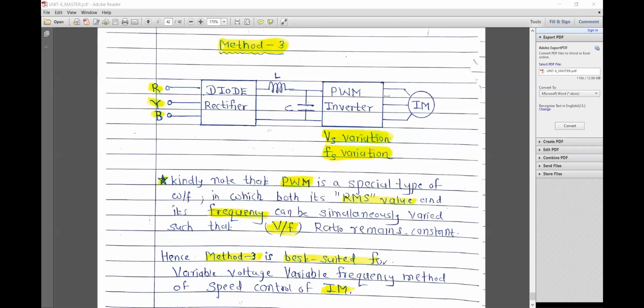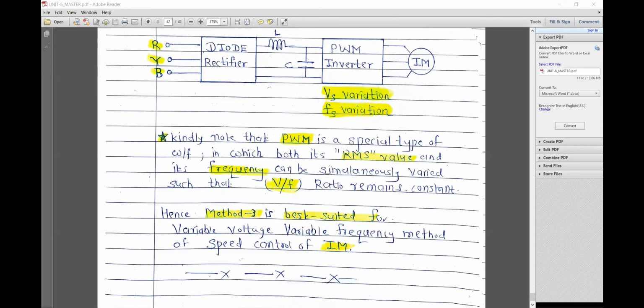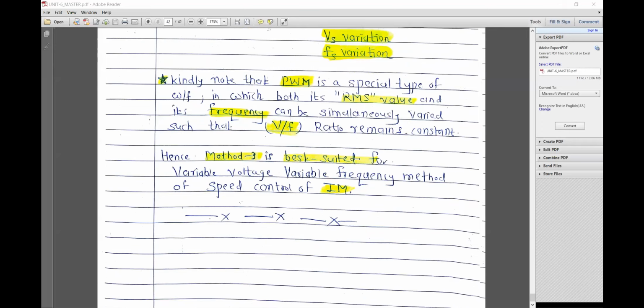So we are at method number 3. Please read this carefully. Kindly note that PWM is a special type of waveform in which both its RMS value and frequency can be simultaneously varied such that the V/F ratio remains constant. Hence, method number 3 is best suited for the variable voltage, variable frequency method of speed control of induction motor.